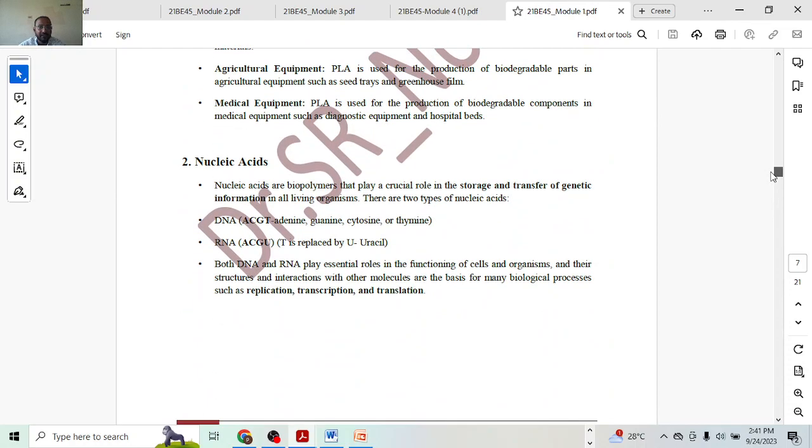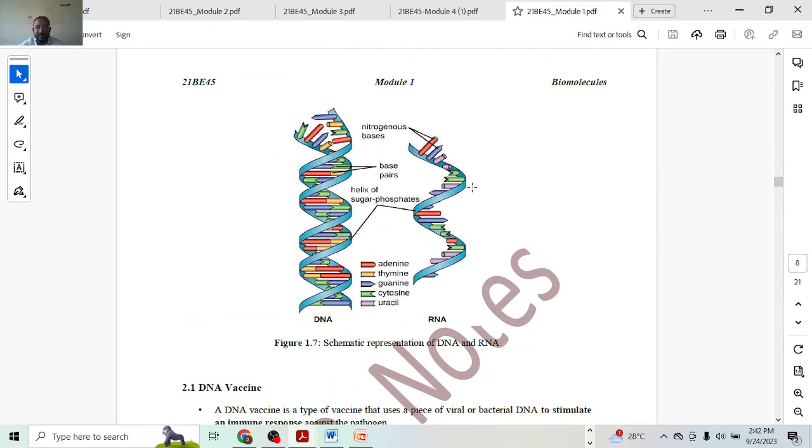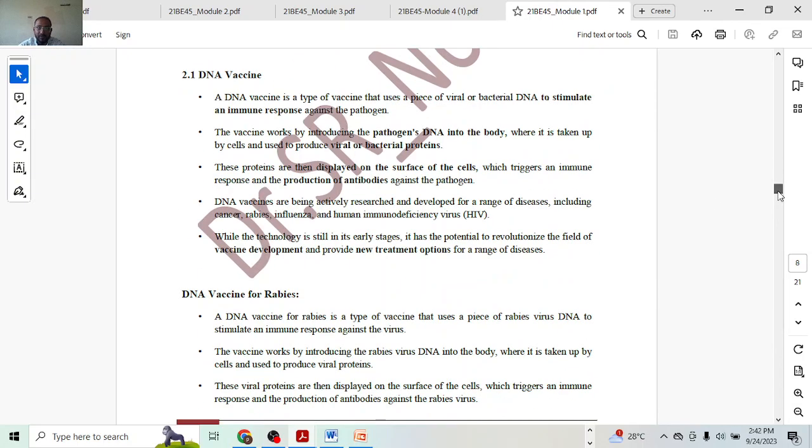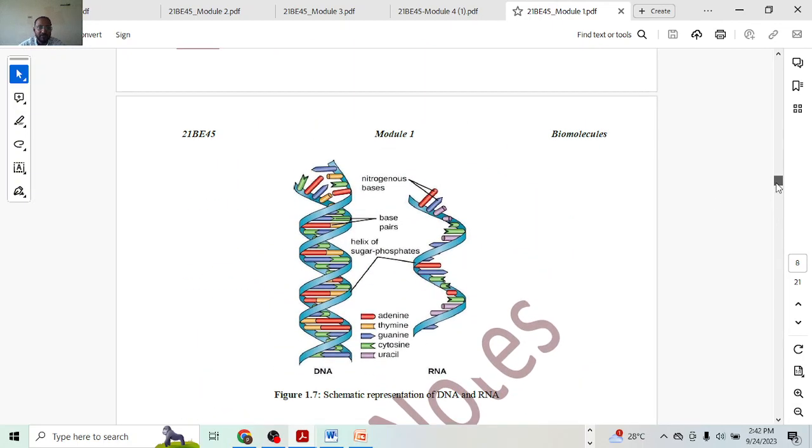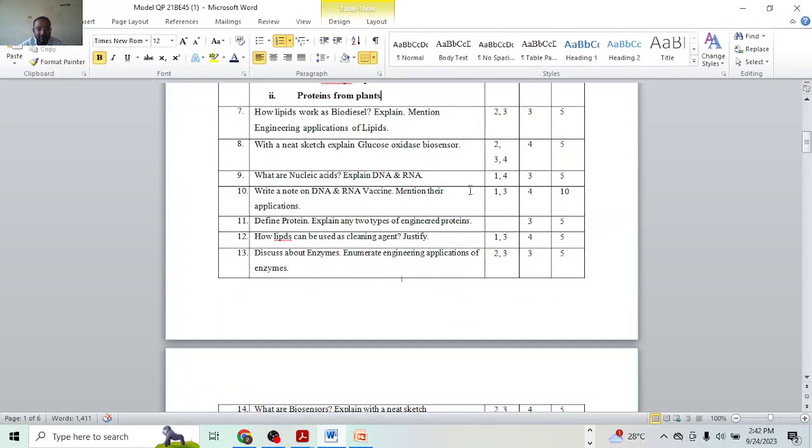Okay, what are nucleic acids? Definition has to be written. Now explain DNA and RNA. So now you start explaining what is DNA and RNA. Write the structure. Diagrams play a very important role, which can get you 1 or 1.5 marks, and you have to write what are DNA, what are RNA, all those things that we already studied.